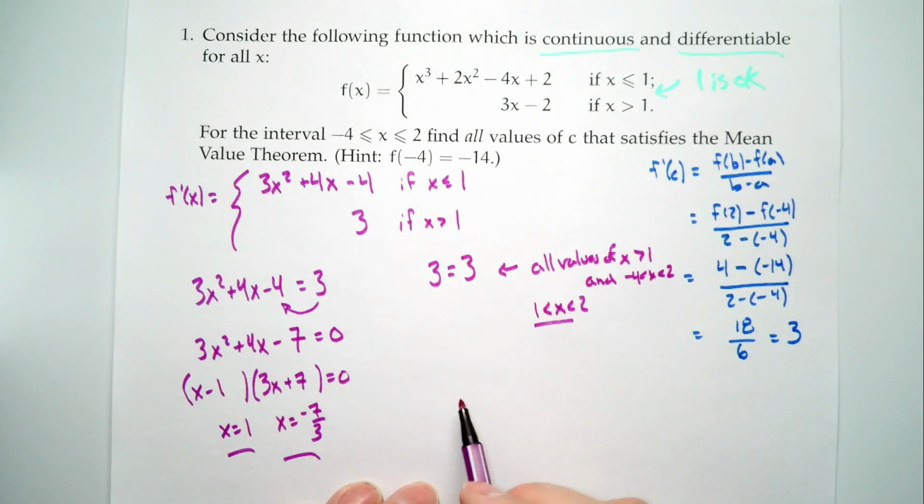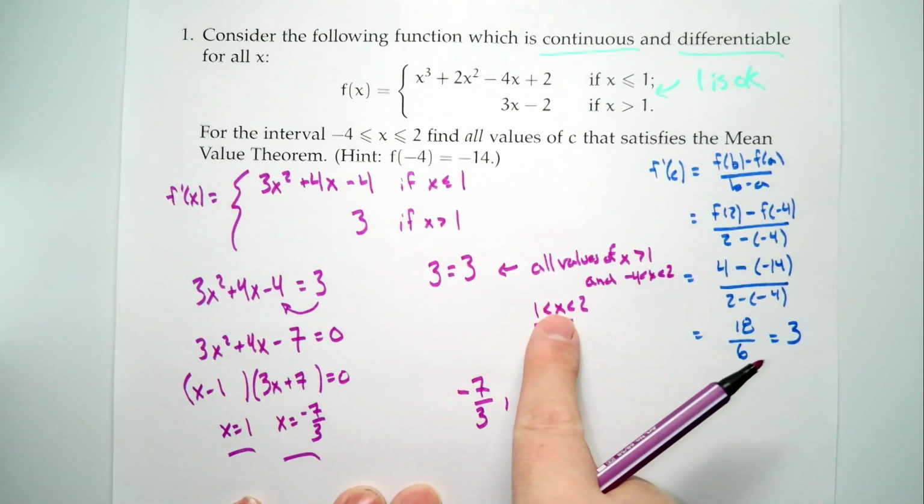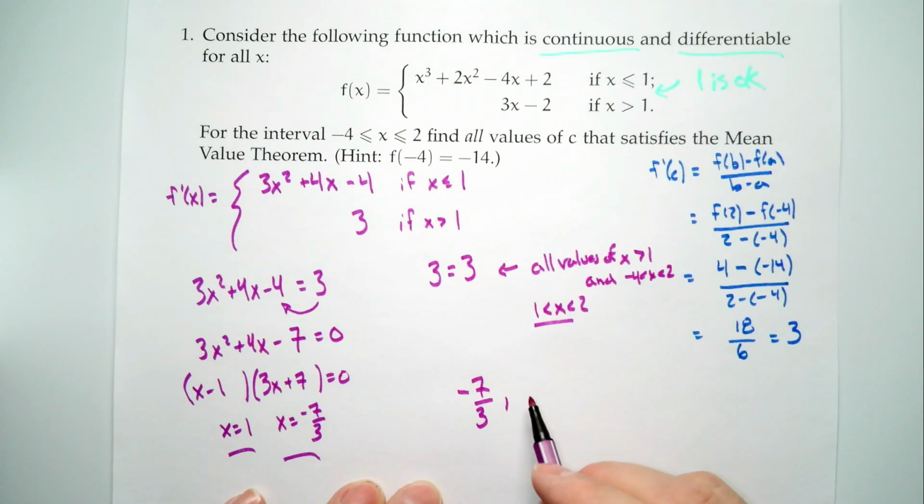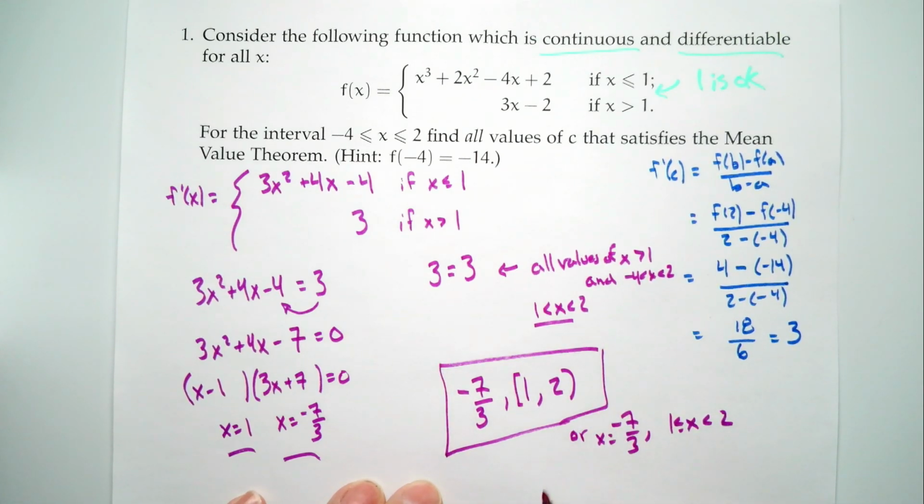Well, so the answer is there's negative 7/3, which is sort of an oddball. And then notice that this one I can combine, just say, look, include 1. And so 1 up to 2, if we put it in interval notation, it would look like that. Or we could write it as negative 7/3 and 1 less than or equal to x less than 2. Anyways, however you write it, that's it.